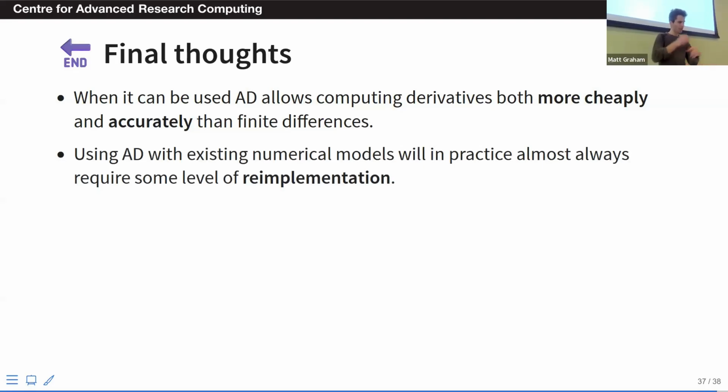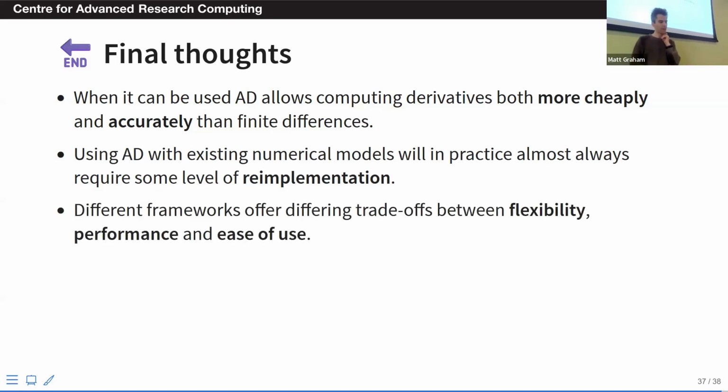But in practice, it's very rarely the case that you will just be able to take some existing code base, particularly if it's a legacy code base, and throw it at an autodiff tool and get gradients out of it. You're going to have to do some level of re-implementation, and there's a sliding scale of what that means. But the payoff is that you will maybe be able to get derivatives out of it, and that's a very powerful thing for optimization and for calibration of models.